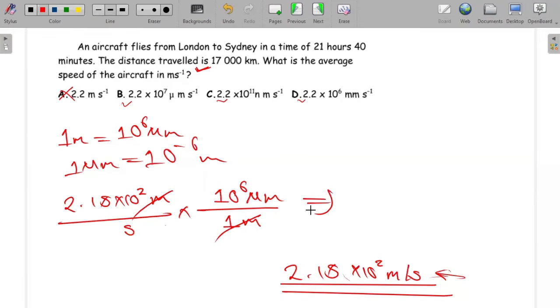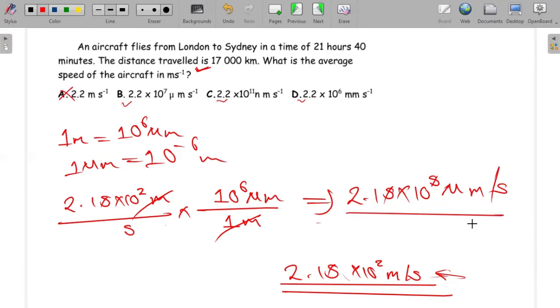Yes, 2.18 times 10 to the power 8 micrometers per second. Okay, do we have an answer which looks like this on our options? I don't think so. Do we have an answer that looks like this? No. Okay, we don't have.